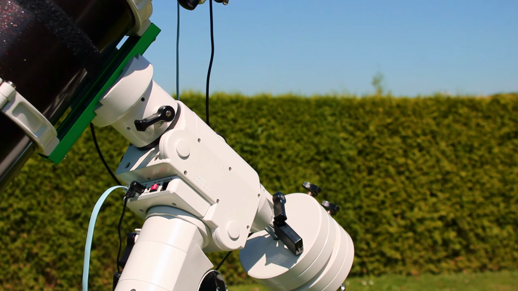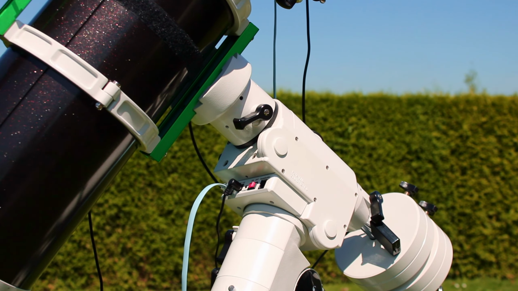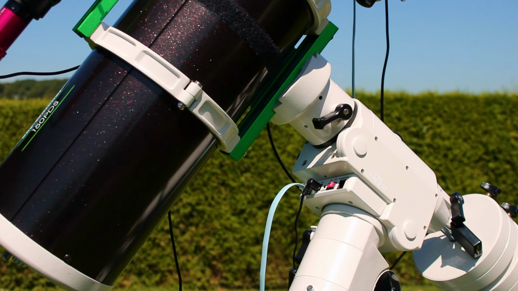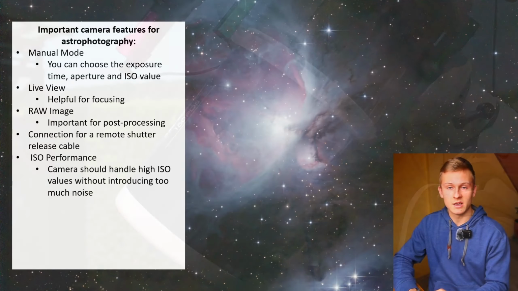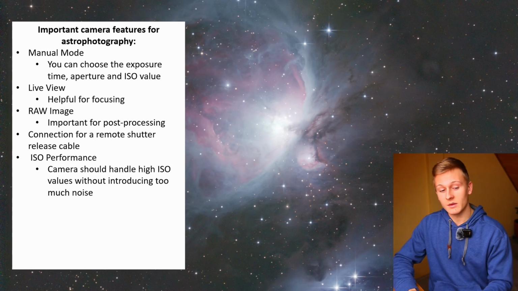I'm personally using a Canon EOS 2000D, a Canon EOS 600D, and a Canon EOS 450D for astrophotography. And if you're looking for one of these cameras, feel free to ask me questions down below in the comments. So as I mentioned, ISO performance is very, very important in astrophotography.